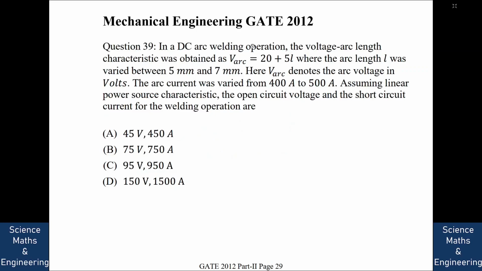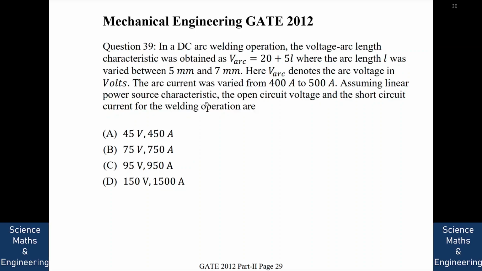In a DC arc welding operation, the voltage arc length characteristic was obtained as V arc equal to 20 plus 5L, where the arc length L was varied between 5 mm and 7 mm. Here V arc denotes the arc voltage in volts. The arc current was varied from 400 ampere to 500 ampere.